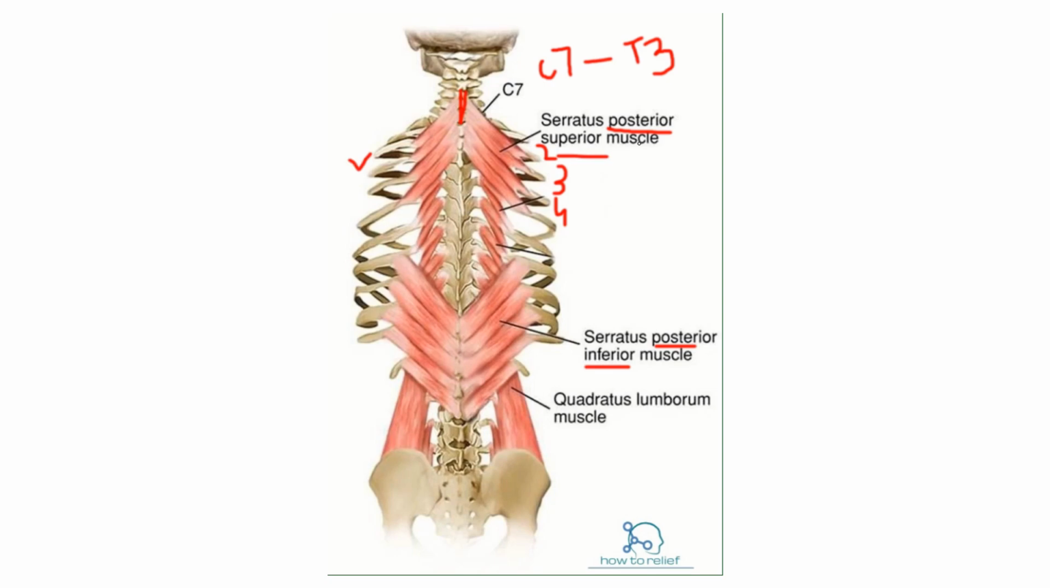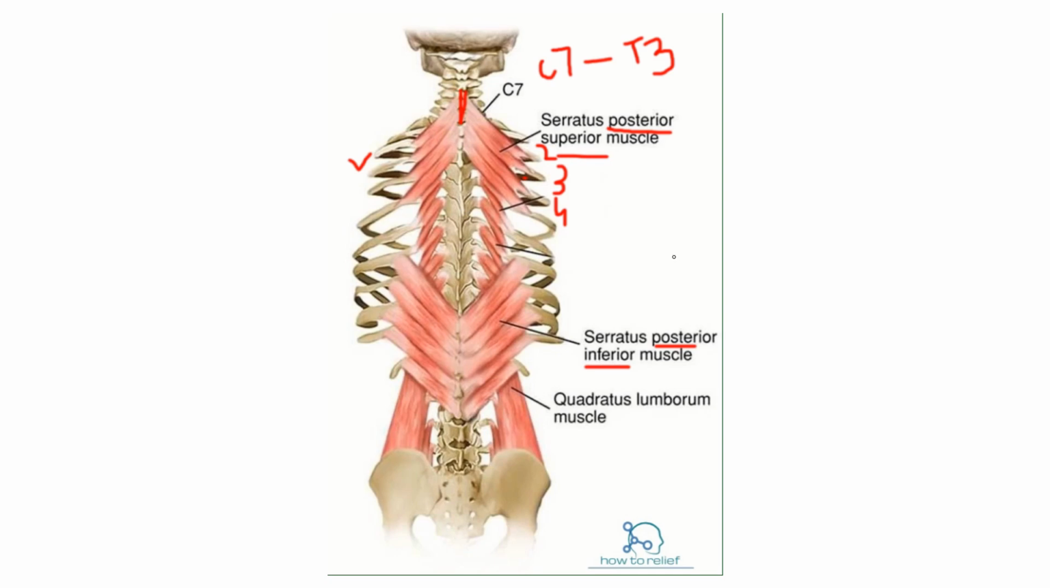It is supplied by the second to fifth intercostal nerves, which are running through the inferior margins of these ribs. And the function of this muscle, as it is present superiorly and attaches to the superior border of the ribs, is that it elevates the ribs during respiration. It elevates these ribs.